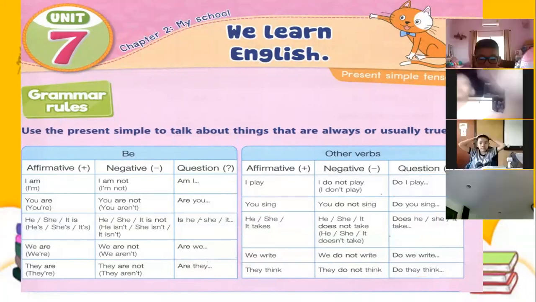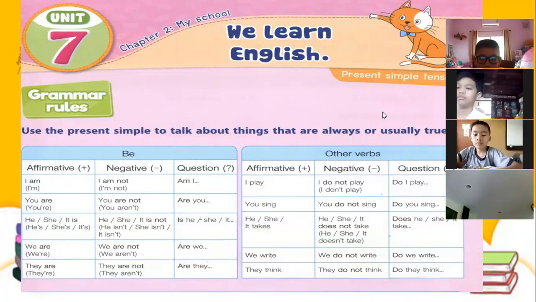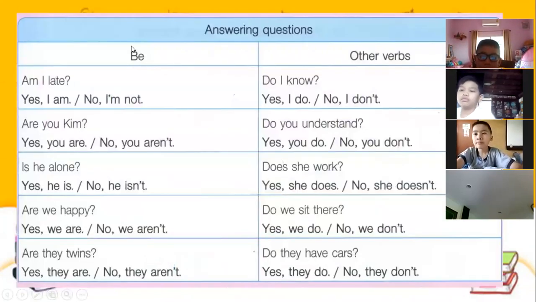Any question? Anything you do not understand? No. All right. Okay, now here we are going to learn some about answering the question. If, for example, somebody asks you a question, how are you going to answer?